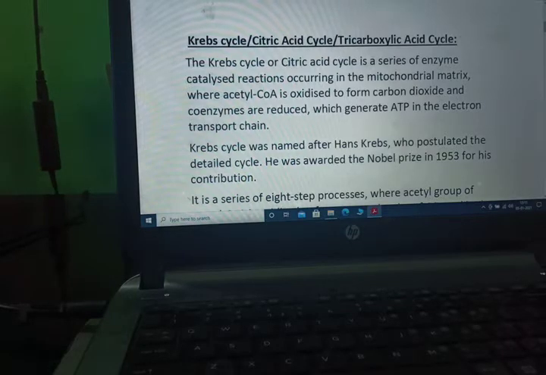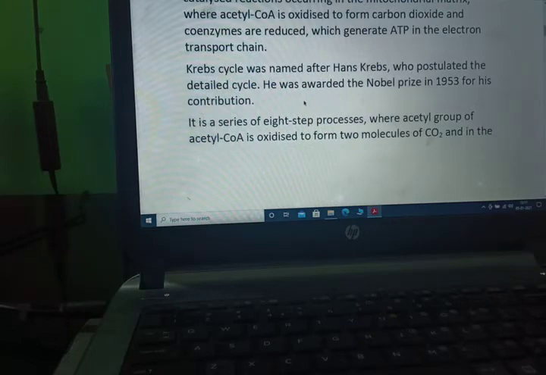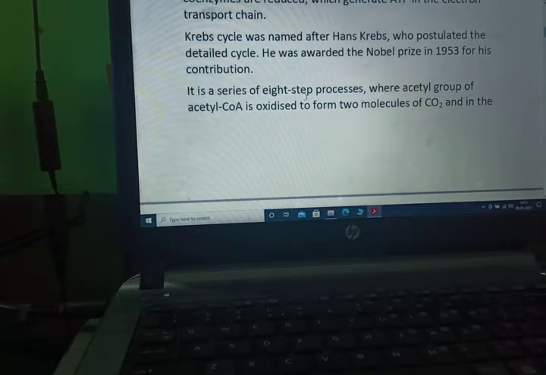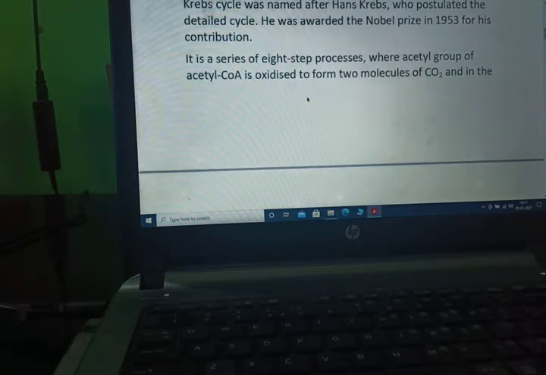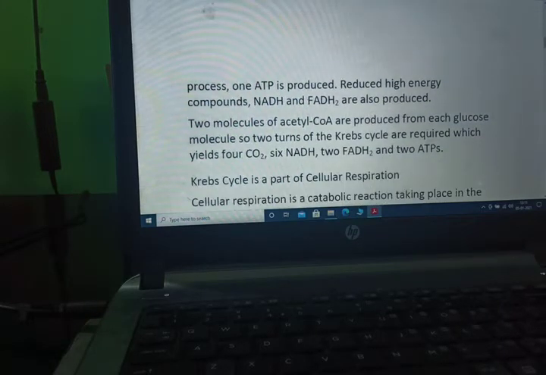We generate ATP in the electron transport chain. The Krebs cycle was named after Hans Krebs, who postulated the detailed cycle. He was awarded the Nobel Prize in 1953 for his contribution. It is an 8-step process where the acetyl group of acetyl coenzyme A is oxidized to form 2 molecules of carbon dioxide, and in the process 1 ATP is produced. Reduced high energy compounds NADH and FADH2 are also produced.